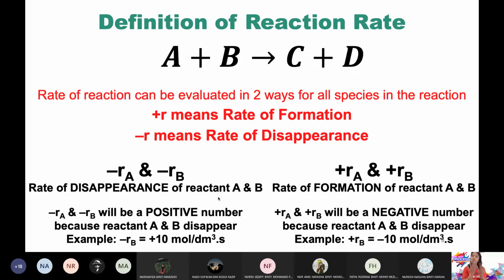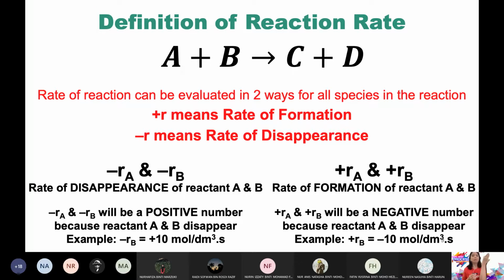So rate of formation of A, positive RA, rate of formation of B, positive RB. And in this case, kita nak kira rate of formation, but in the reaction, A and B disappear. Nak kira kadar pembentukan, tapi A dan B tu hilang. So dia tak bersetuju dengan one another, the number has a negative in front of it. Okay, so kamu kena betul faham kenapa ada positif, negatif R. Kenapa nombor tu pun ada positif atau negatif.